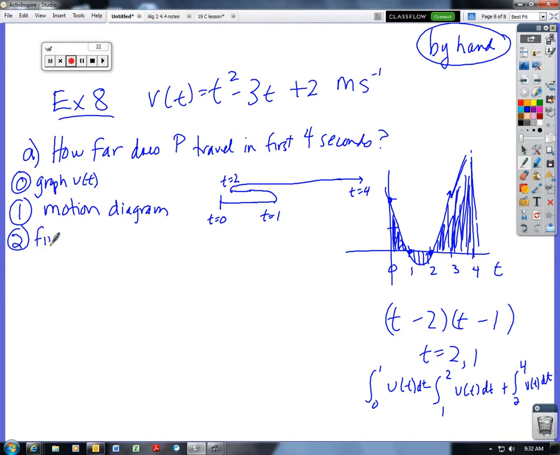Then find the position function, s of t, which we get by integrating velocity. We don't have an initial position, so we're just going to go ahead and integrate velocity. That's going to be t cubed over 3 minus 3t squared over 2 plus 2t. And since we don't have limits, it's going to be plus c.